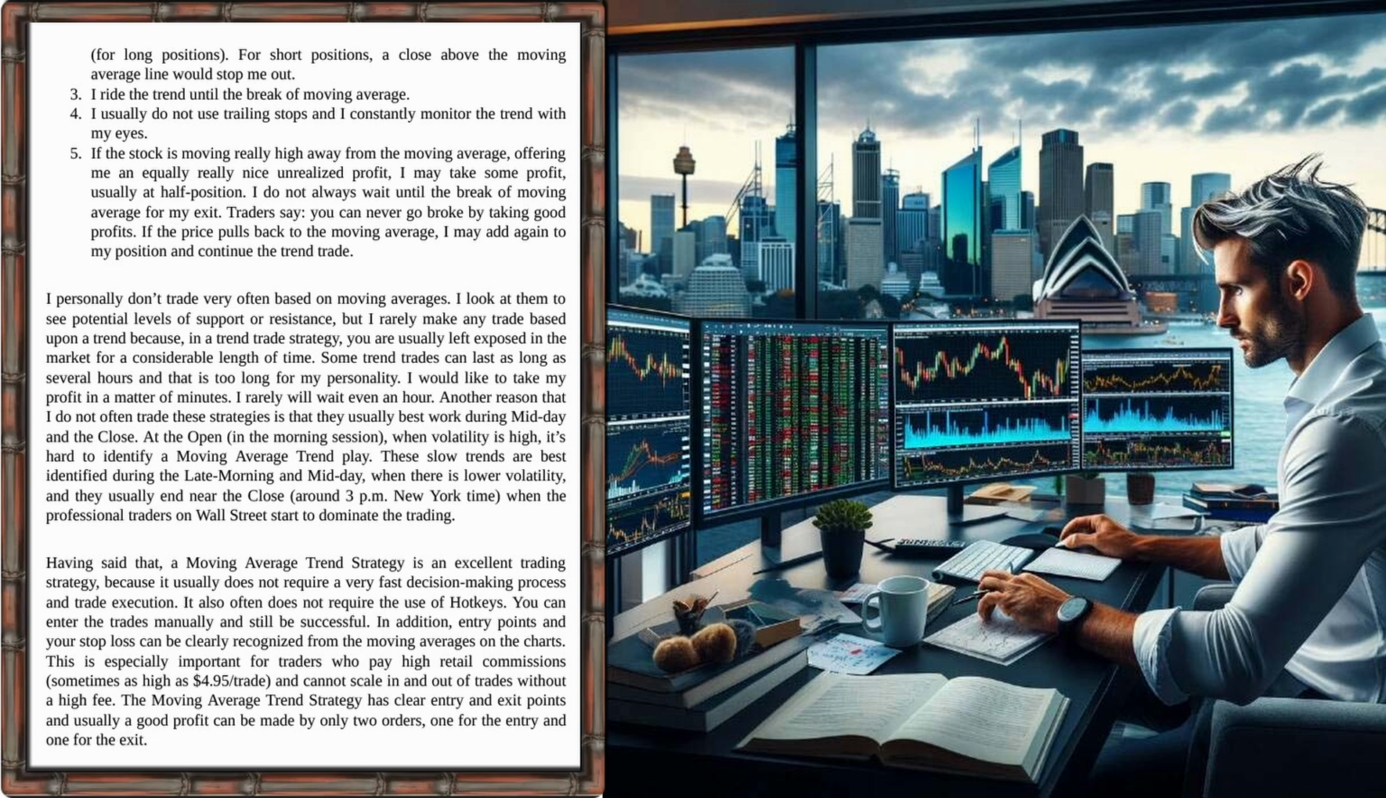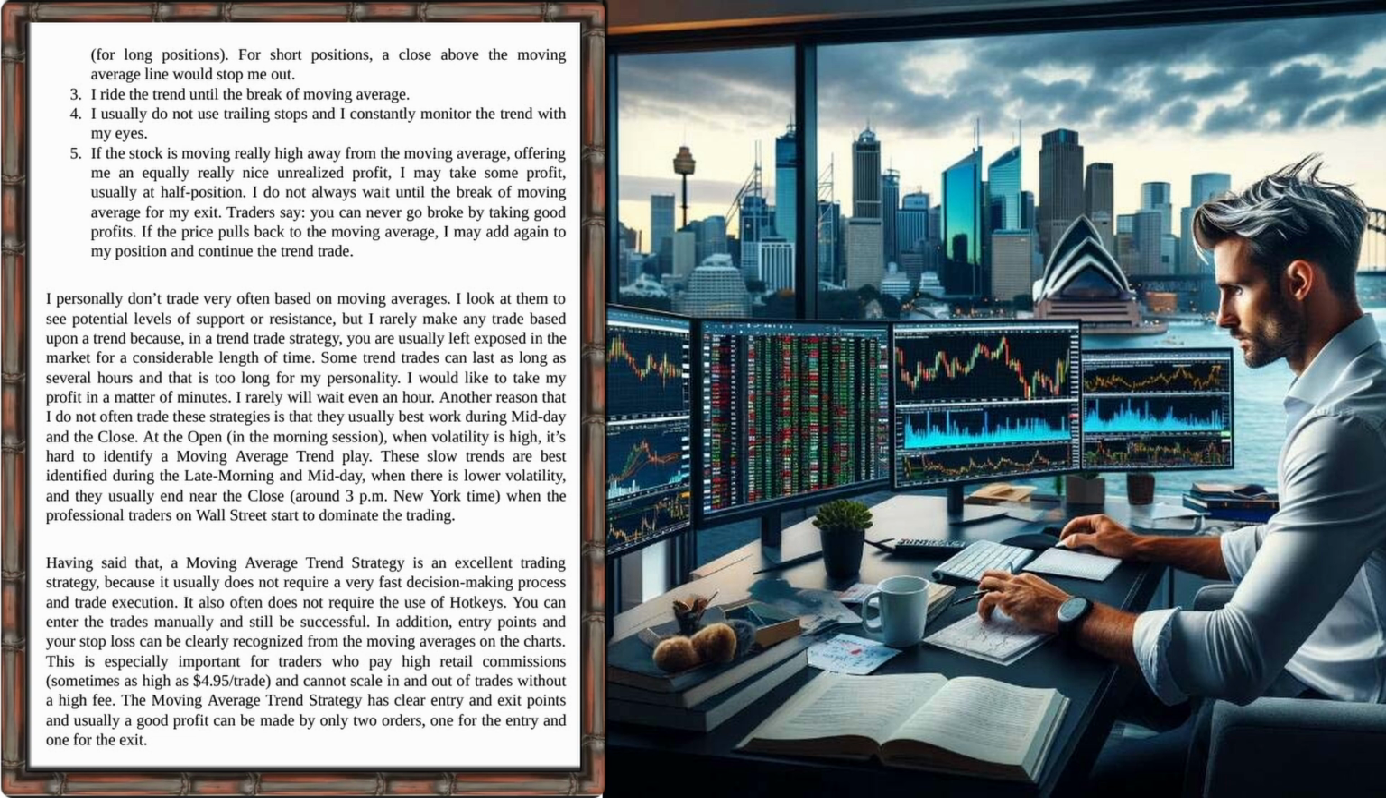I personally don't trade very often based on moving averages. I look at them to see potential levels of support or resistance, but I rarely make any trade based upon a trend because, in a trend trade strategy, you are usually left exposed in the market for a considerable length of time. Some trend trades can last as long as several hours, and that is too long for my personality. I would like to take my profit in a matter of minutes. I rarely will wait even an hour.